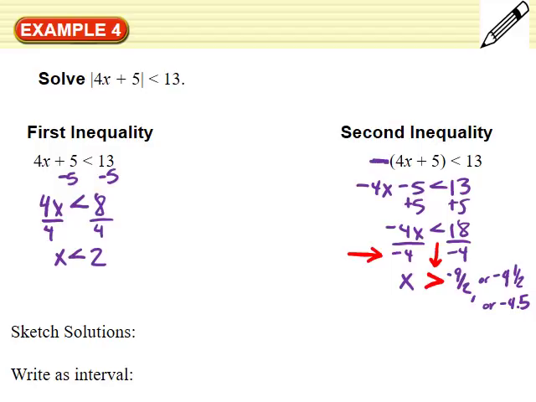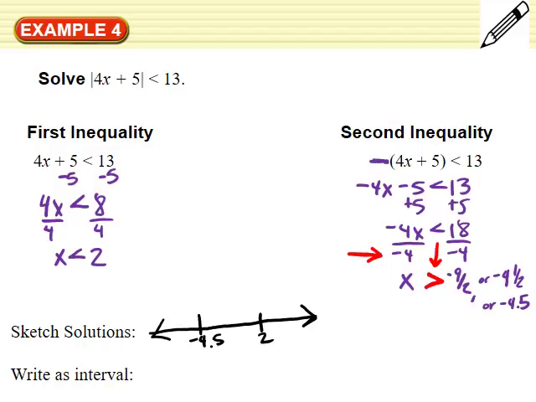So I have 2 intervals where this absolute value is less than 13. So the first thing we're going to do is sketch our solutions on a number line. So I have the value of negative 4.5 and the value of 2.